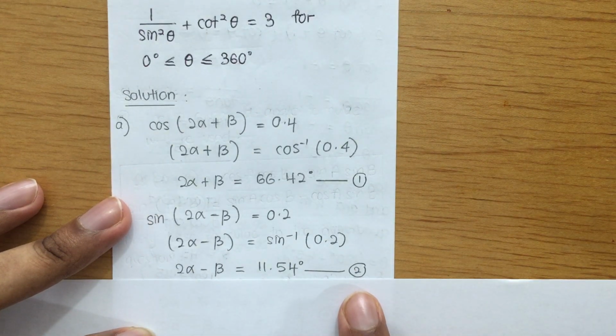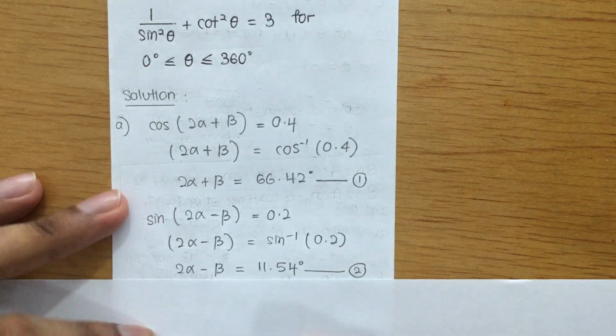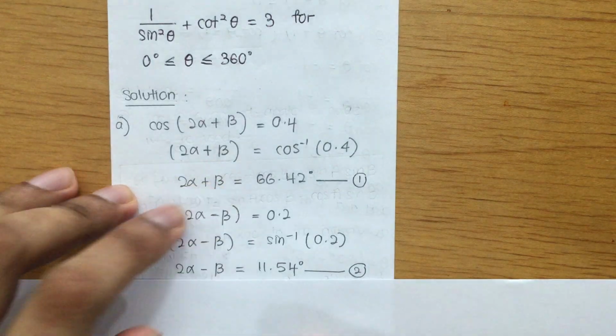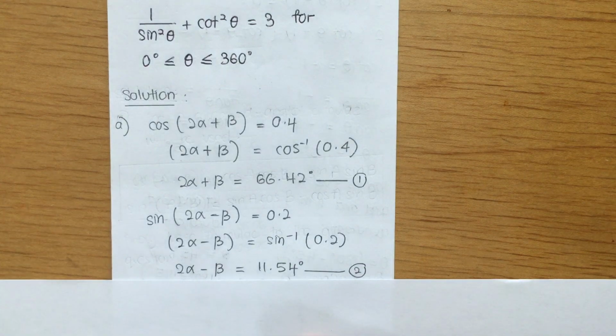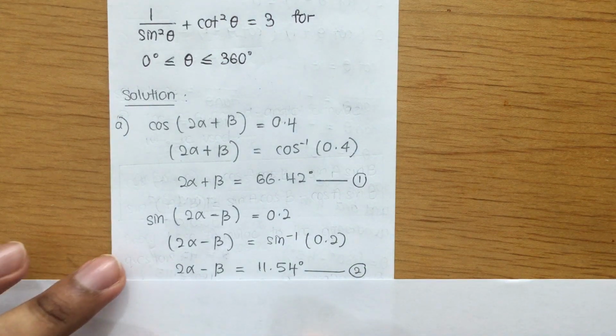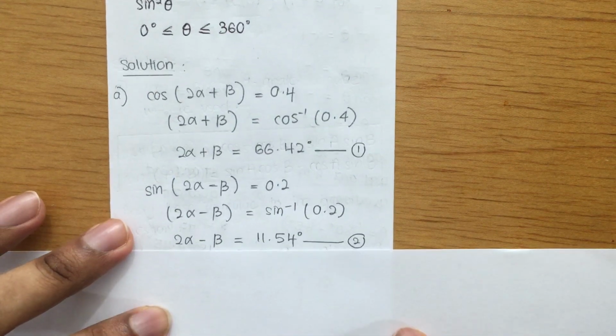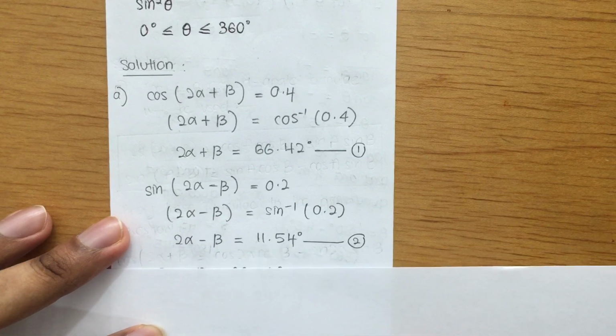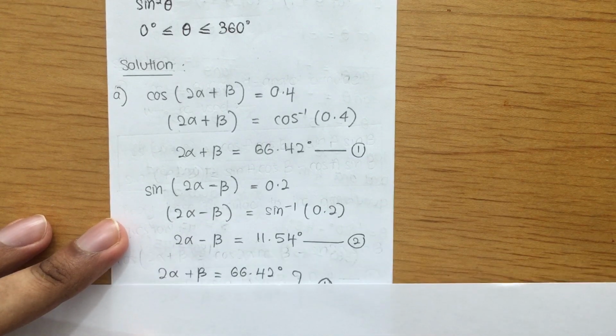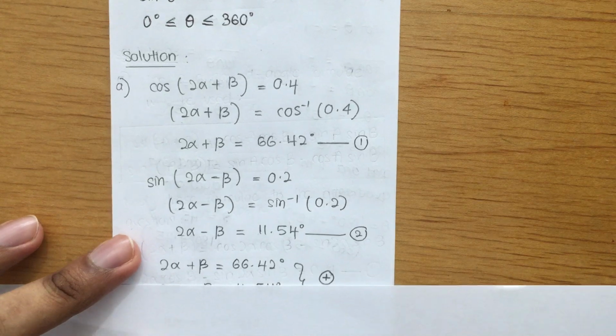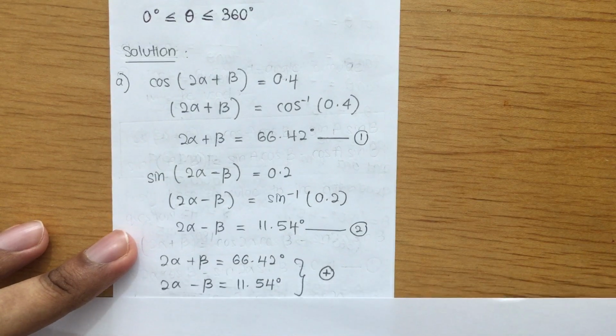Okay, we have already formed the simultaneous equations. Two equations, two variables. Can you solve this question? Yes, you can solve this question guys. So it is possible. Continue to the next step. So 2 alpha plus beta equals 66.42 degrees and 2 alpha minus beta equals 11.54 degrees.